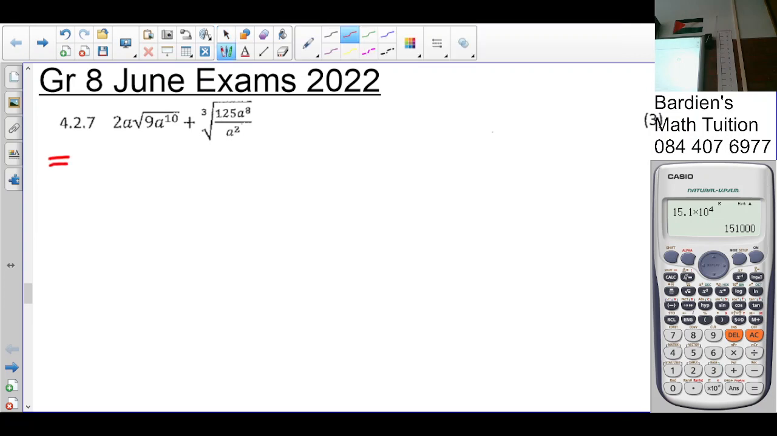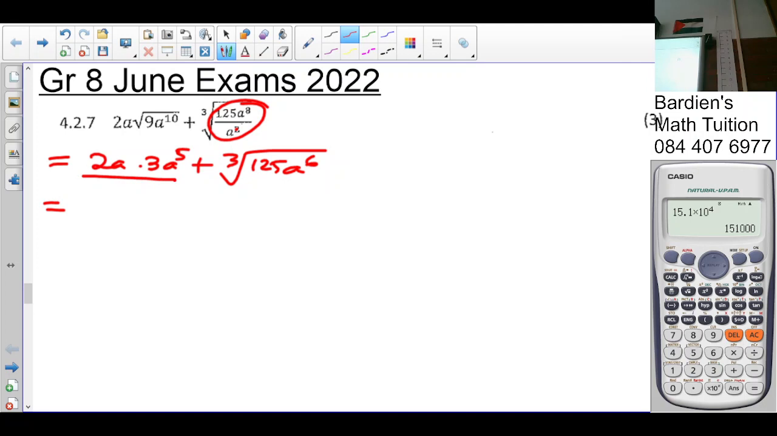Square root of 9a to the exponent 10. It's going to be 3a, 10 over 2 is 5, plus. Now you see inside this bracket I must simplify that first. So that's a cube root of 125a to the exponent 6. 8 minus 2 is 6. That I can multiply, so that's going to give you 6a⁶ plus the cube root of 125 is 5a, 6 over 3 is 2. Can I add them? No. Why? Unlike terms.